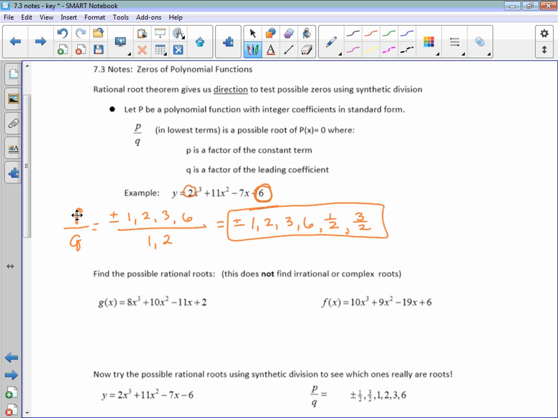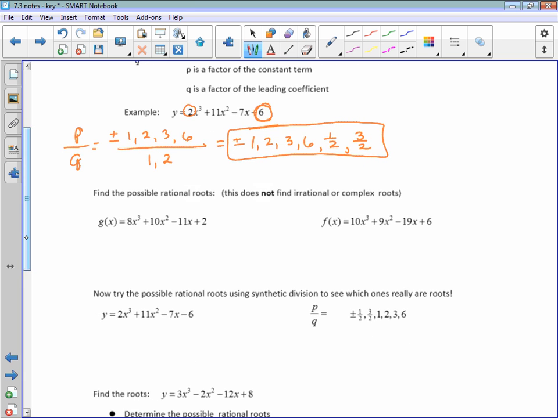Reading directions is very important with this section because if all I ask you for is a list of your potential rational zeros or rational roots, that's it. You stop at that point. If I ask you to actually find them, then you have to do a whole lot more work. Okay? It's not that bad. You just have to do synthetic division until you find one that works. So, okay. See? You're fine.